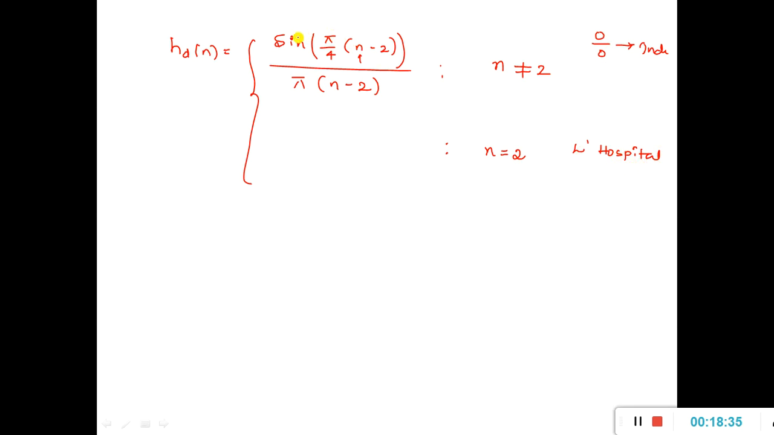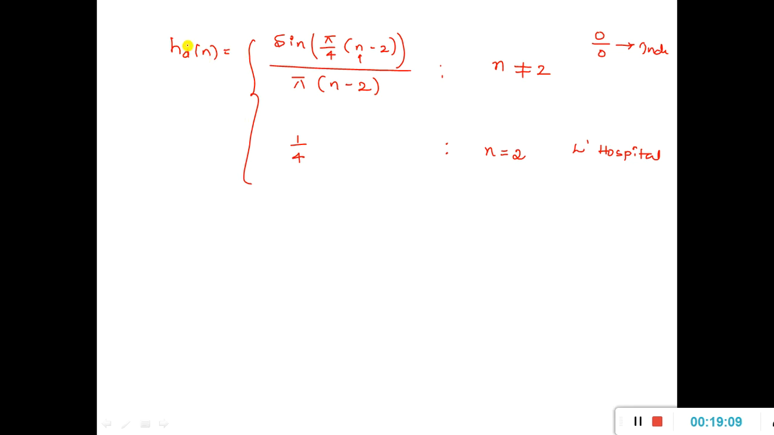Whenever the 0 by 0 condition appears, we should apply L'Hospital's rule. Differentiate the numerator in the numerator itself, and differentiate the denominator in the denominator independently. When you differentiate, you are going to get 1 divided by 4. This is the value we receive when you perform numerator to numerator and denominator to denominator differentiation. So that is nothing but 0.25 when n equal to 2.